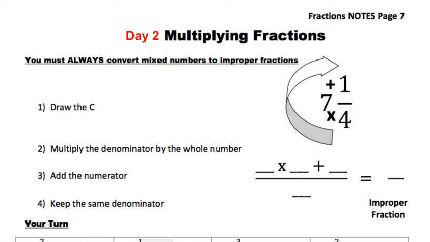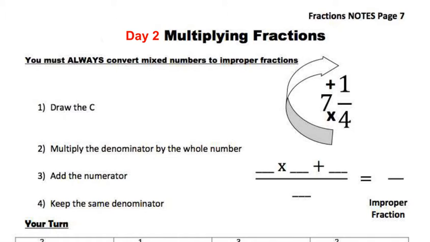So with this video, we are continuing our unit for fractions, and we are going to talk about multiplying fractions today. So when we multiply fractions, we're always going to turn mixed numbers into improper fractions. We refer to this as the magic C.